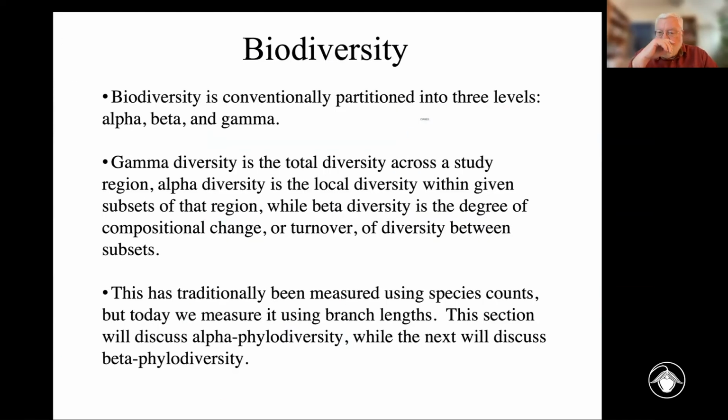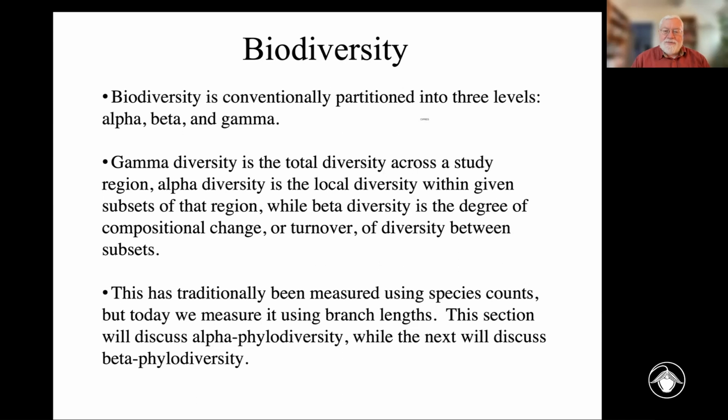biodiversity, and whether you're talking about species diversity or phylogenetic diversity, it's conventionally partitioned into three levels. What we call alpha diversity is how much biodiversity, whatever your metric is, you have at one location, like a particular grid cell. Beta diversity is how much difference there is between locations. So how much difference is there between this place and that place? And together, those two components make up what's called gamma diversity, which is the total diversity of a site.